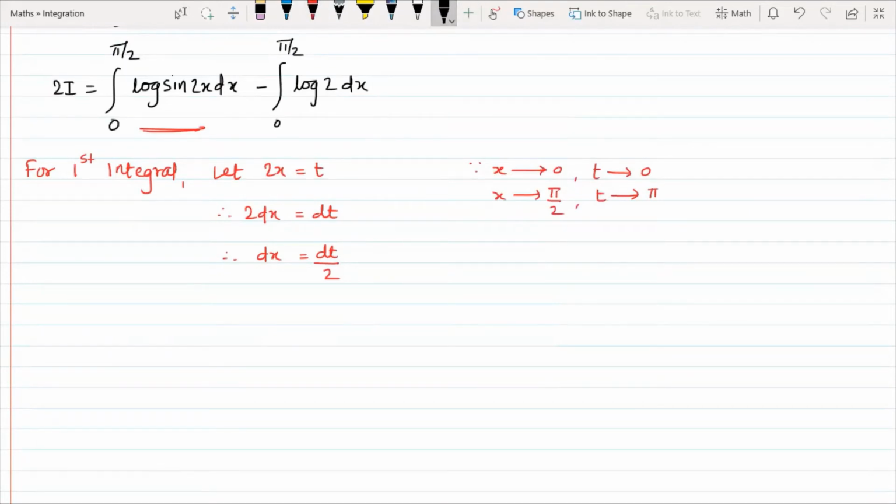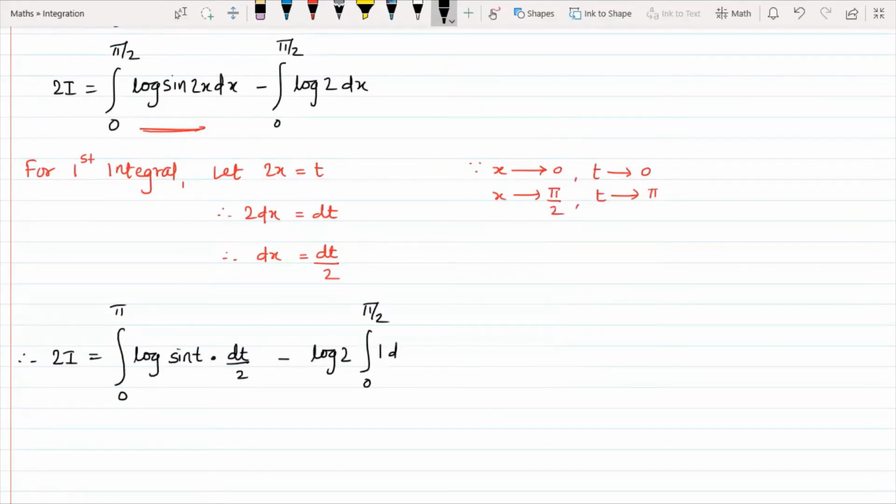Now what we can write for 2I then? The 2I can be written as, now for lower limit it's 0 only and upper limit is pi. So integration from 0 to pi of log of sine t into dt by 2 minus. For the second integral, I have taken log of 2 outside the integral. It is from 0 to pi by 2 integration of 1 dx.